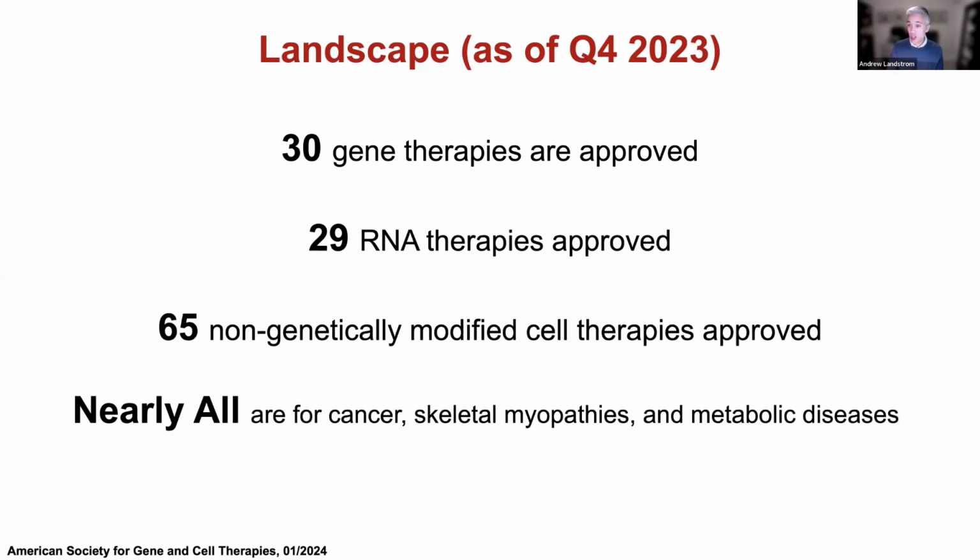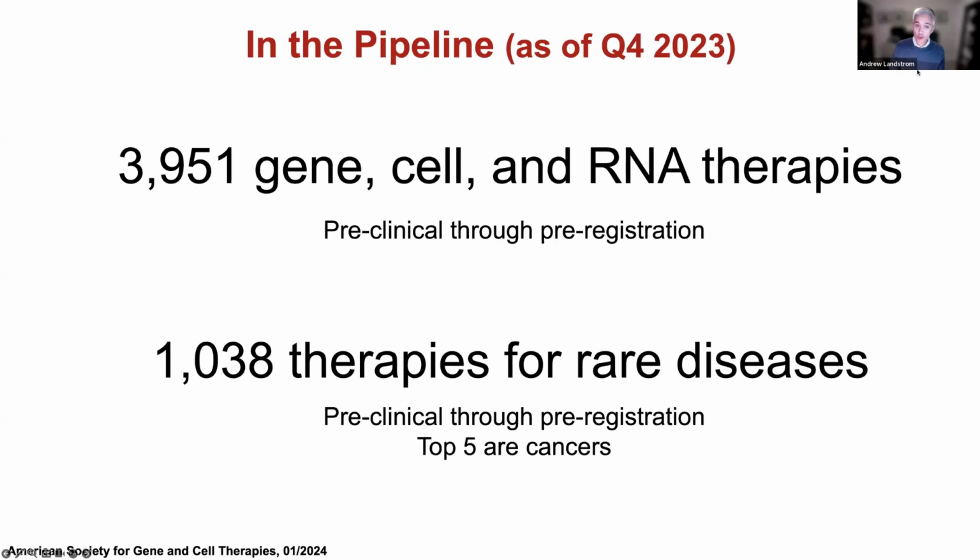There are 30 gene therapies that have been approved by the FDA. There are 29 RNA therapies that have been approved. There's 65 cell therapies that have been approved. Nearly all of these are for cancer, skeletal myopathies, metabolic diseases, not the heart. There are just under 4,000 gene, cell, and RNA therapies that are currently in a sort of pipeline, we call kind of a preclinical pipeline of discovery through FDA registration. And there are just over 1,000 therapies for rare diseases in the sort of preclinical through FDA registration pipeline, but nearly all are cancer related.